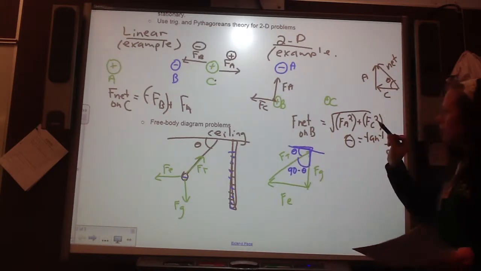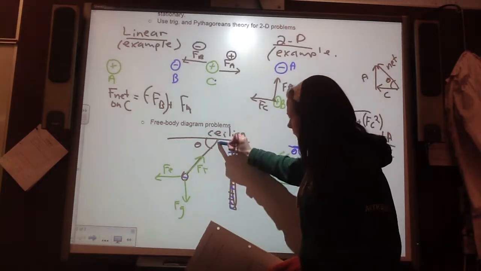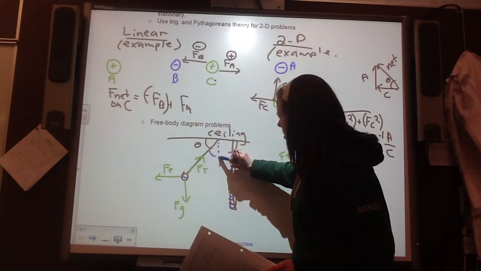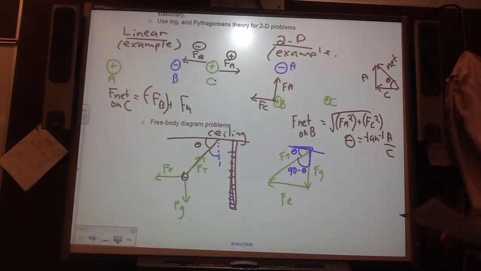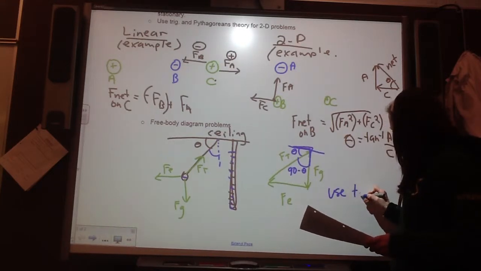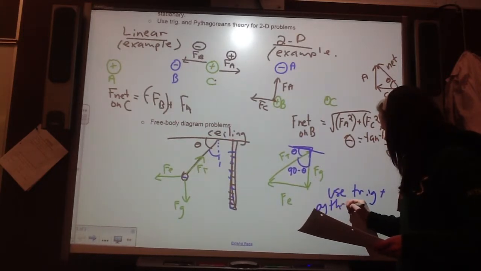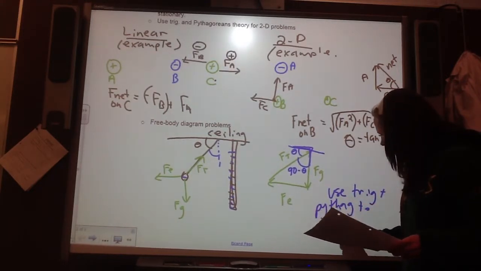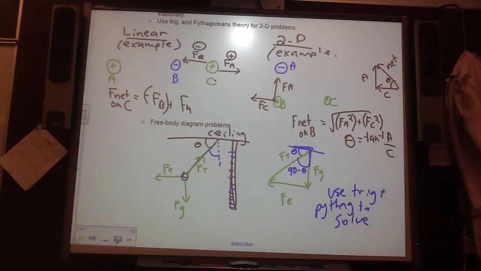So just be careful about reading which angle it gives you. If it went down here and gave you this angle, then you could put that right into your triangle, but you just have to be careful there. So you use trig and Pythag to solve for different sides. So you'll definitely have a free body diagram question of a pith ball on your exam.